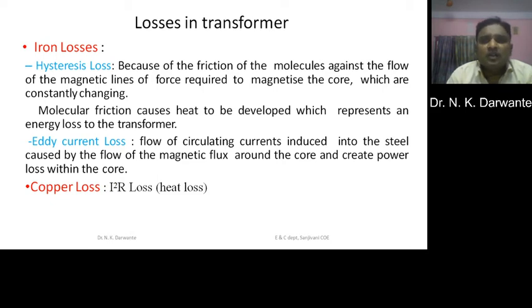overcome. For overcoming this friction it needs some energy, and this energy will get wasted in terms of loss. That is known as the hysteresis loss. Okay, this molecular friction causes heat to be developed, which represents an energy loss to the transformer. And for that purpose, a transformer should be manufactured in such a way that there is minimum hysteresis loss.